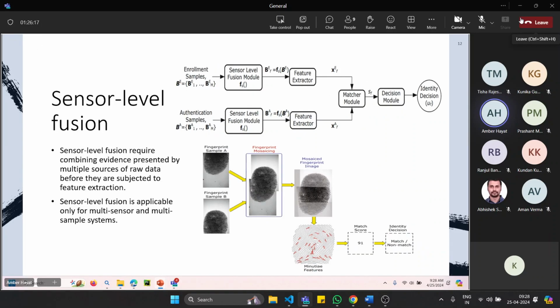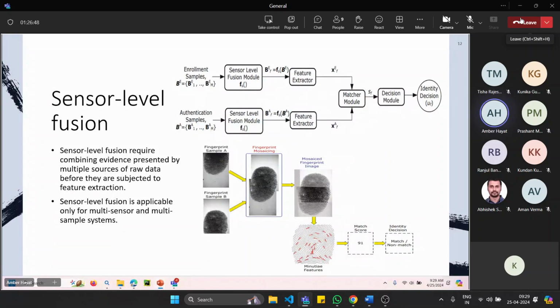First one is the sensor level fusion. In the sensor level fusion, the fusion will be at the sensor. This requires combining evidence, if you talk about fingerprint, presented by multiple sources of data before we go to feature extraction. So before going to feature extraction, we'll take all the samples and combine them, so that you can have a good amount of features.